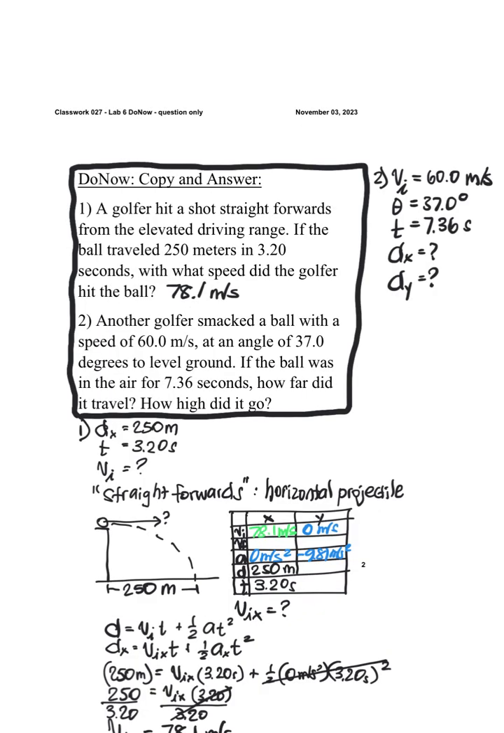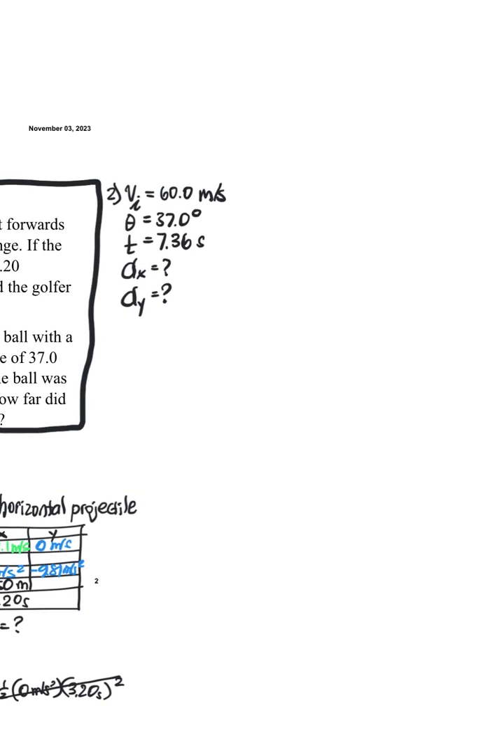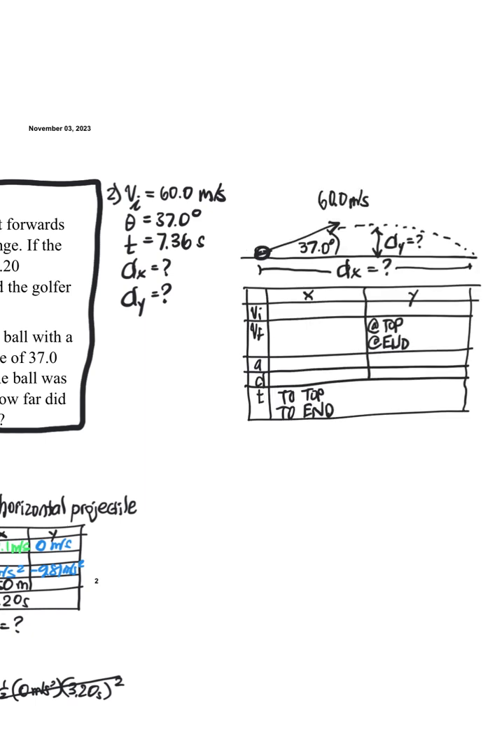Okay, so based off the word problem, we wrote down the relevant information. We have initial velocity is 60 meters per second at an angle of 37 degrees. The time is 7.36 seconds, and it wants to know how far did the ball go and how high did it rise.